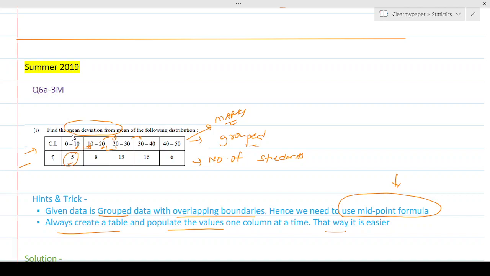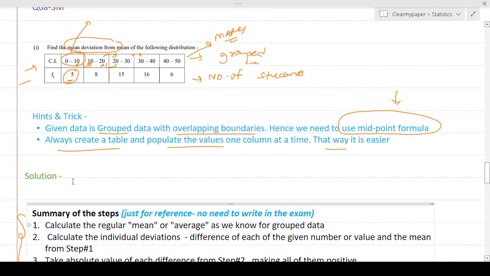And what we will do is, for the sake of benefit, we'll take the average of this as a midpoint. So 0 to 10, the midpoint is 5. And we'll assume that all the 5 students got exactly on an average 5 marks. That's how we're going to assume the midpoint. That's what we're going to do here.